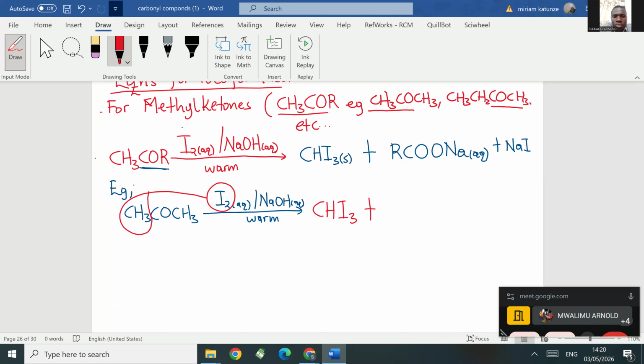There are two carbon atoms that are left. Therefore, we shall form sodium ethanoate like that. Then there is also sodium iodide as a minor product like that.